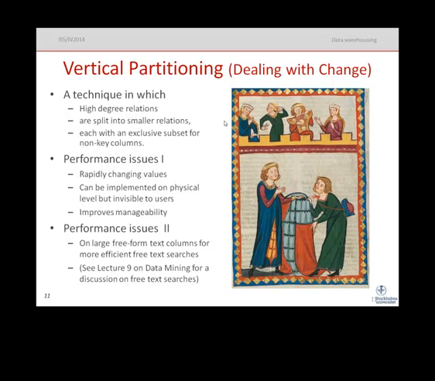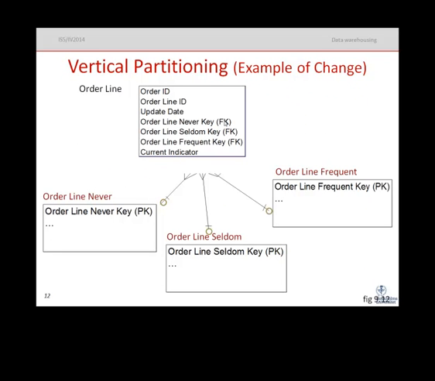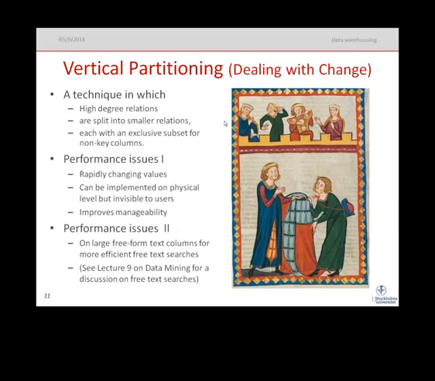And these demographics change very rapidly, and then it could be good to separate the rapidly changing data from the data that doesn't change, and then we would perform a vertical partitioning. And we can do this physically, and we can do it logically, and we can do it both logically and physically. Think of mini dimensions, for instance. So here we have order lines that never change, order lines that seldom change, and order lines that frequently change, and then we have different tables for them.